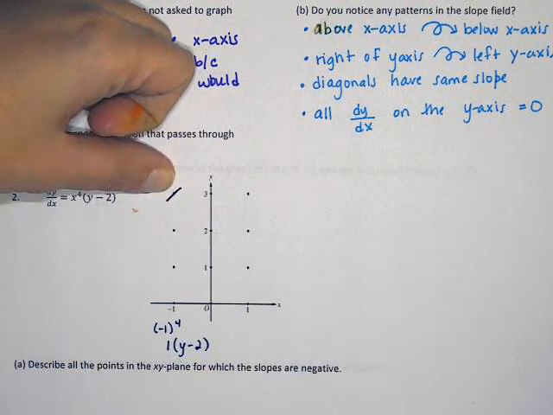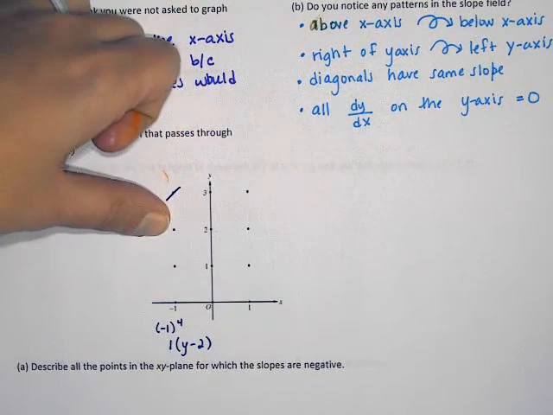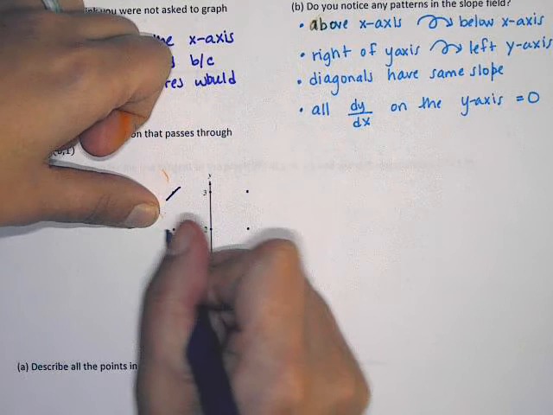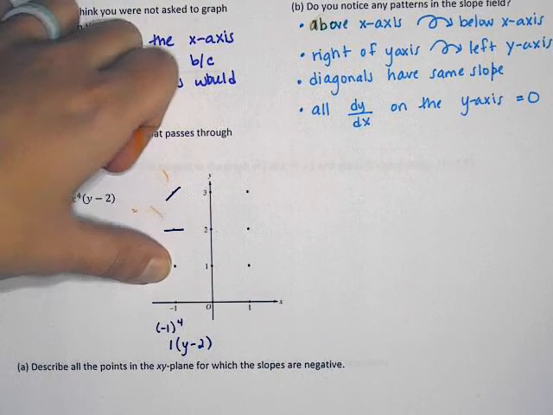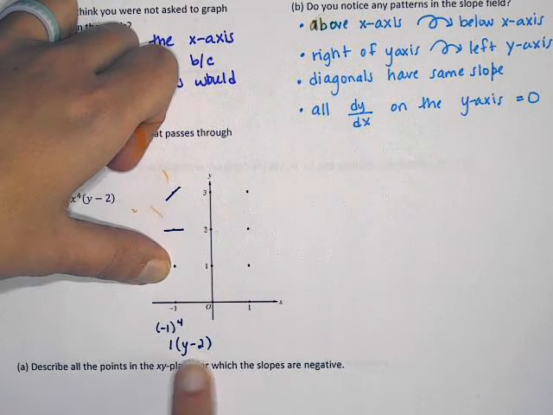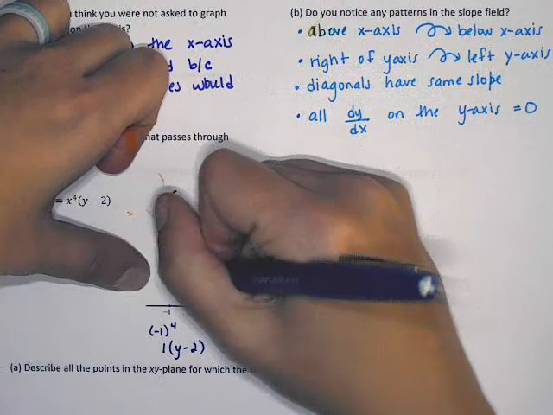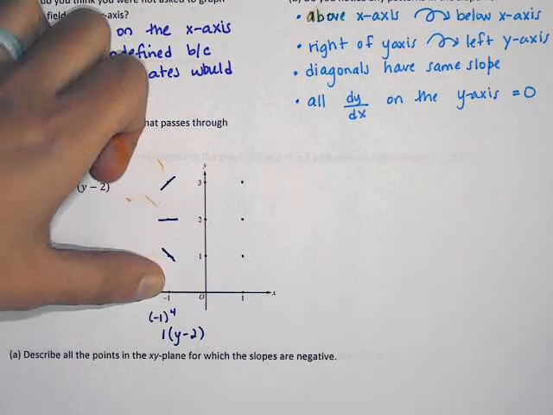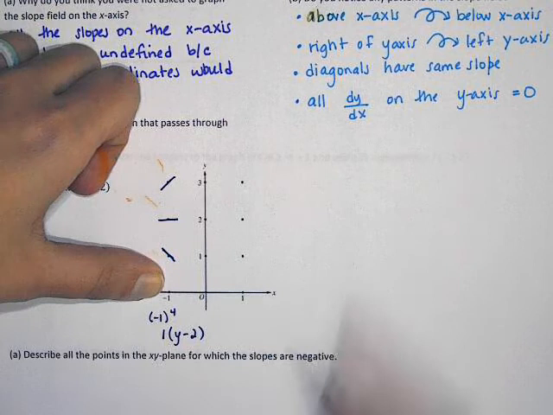The slope is 1. The y value here is 2. 2 minus 2 is 0. The slope is 0. The y value here is 1. 1 minus 2 is -1. The slope is -1. The y value here is 0. 0 minus 2 is -2.